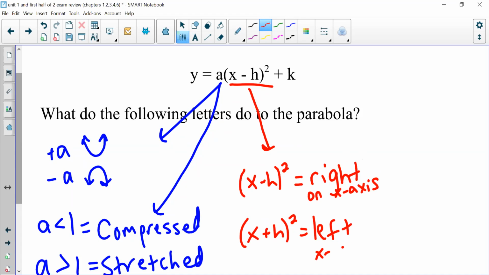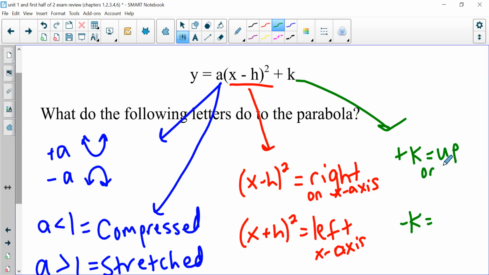And then k. What about k? It moves up or down. Okay, so if it's a plus k, where does it go? Up. Good. On the y-axis. And if it's a negative k, obviously we'll say down. It's the opposite.